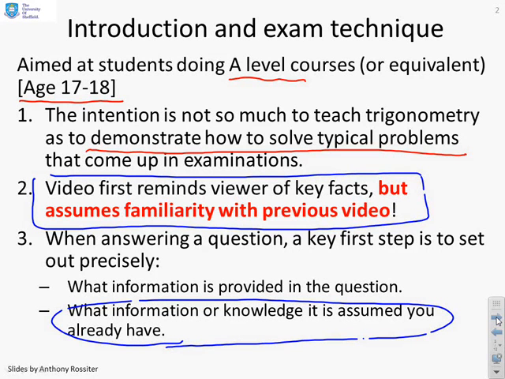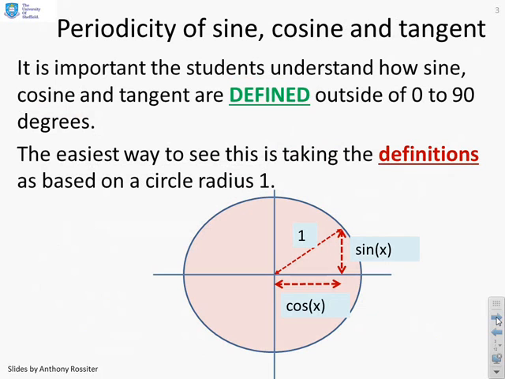And that's why, for the first part of this video, we're going to consolidate and say what information or knowledge the examiner will expect you to bring into the question. And if you focus on that, answering the question becomes straightforward. First then, let's look at some definitions.